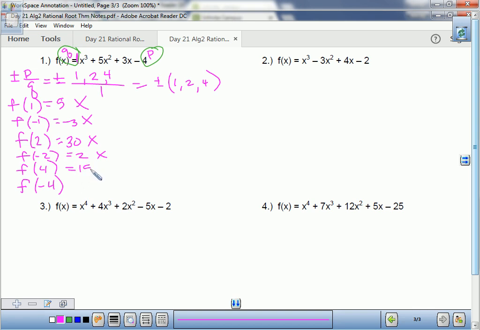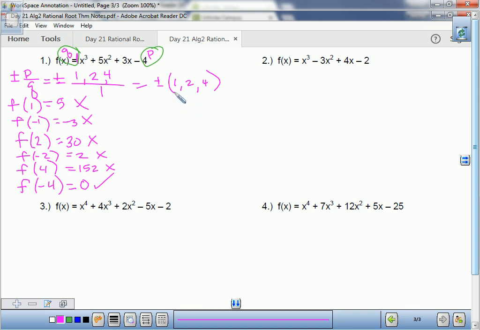152. Yeah. Doesn't work. F of negative 4. Woo! We found it. Okay. So, as you can tell, sometimes this is long and drawn out, which is why tomorrow is going to be nice when we use our technology. You still have to understand this part.